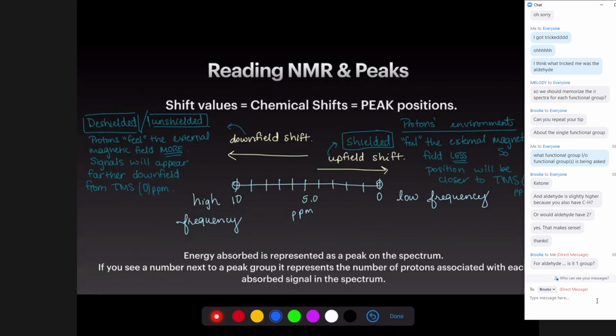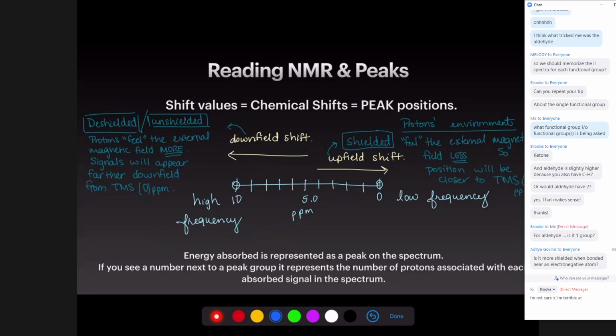So the proton's environment, if you have a value more upfield, that means that your protons are more shielded. So the proton's environment feels the external magnetic field less. So the position will be closer to 0 parts per million.